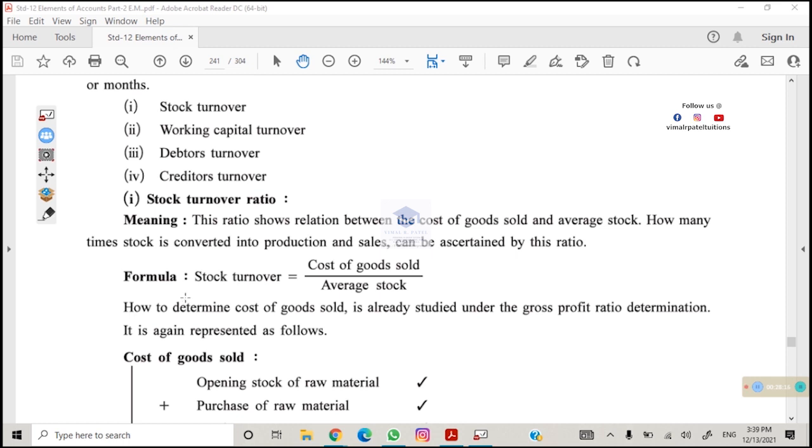Metro rail, it will take years and years. So for that stock turnover ratio is going to be very low.